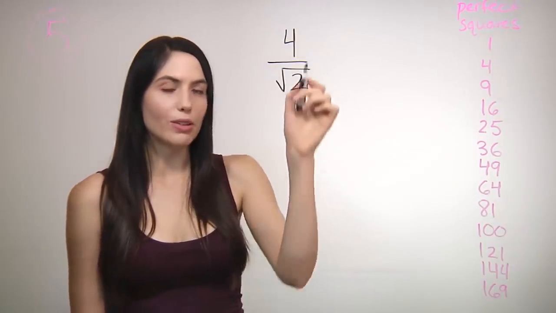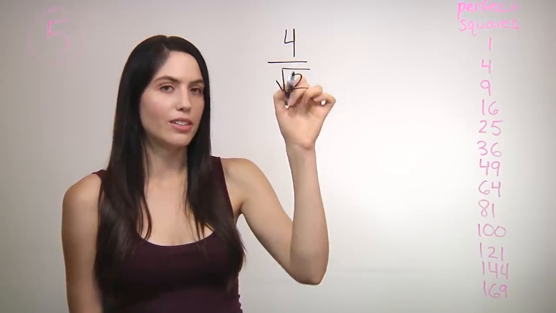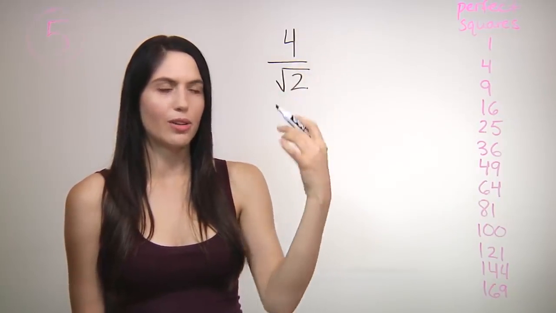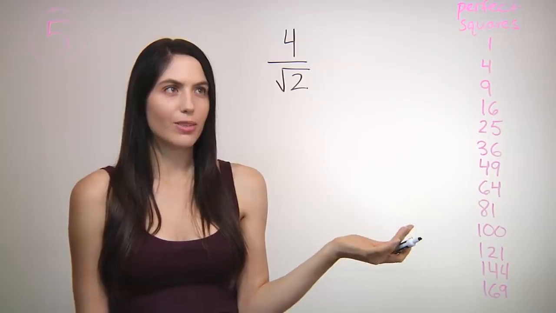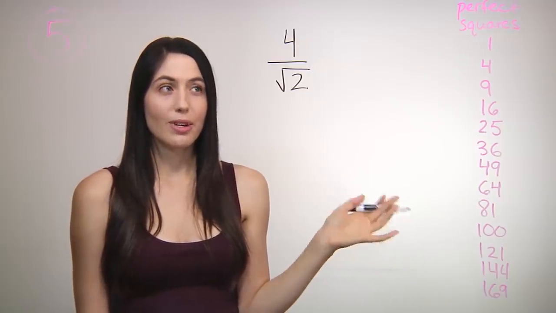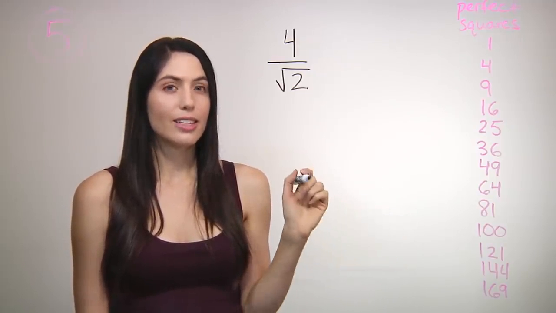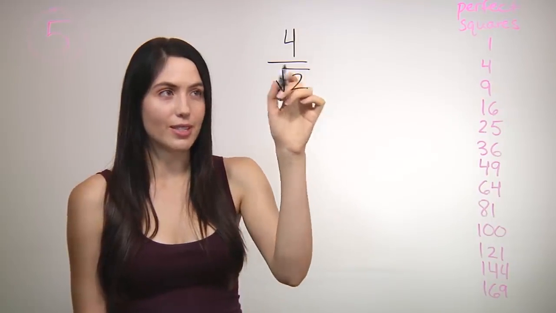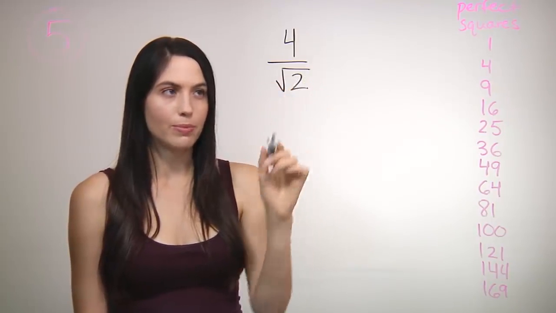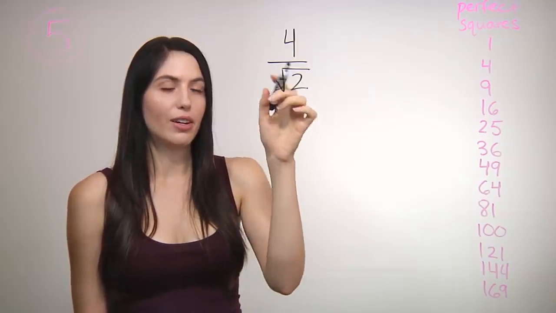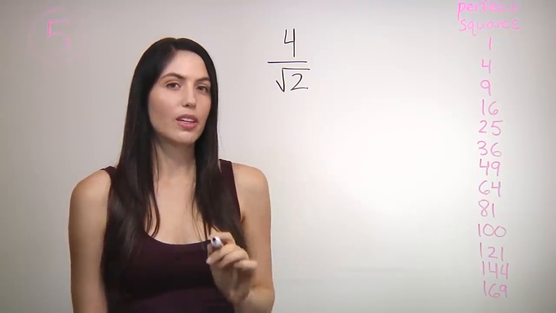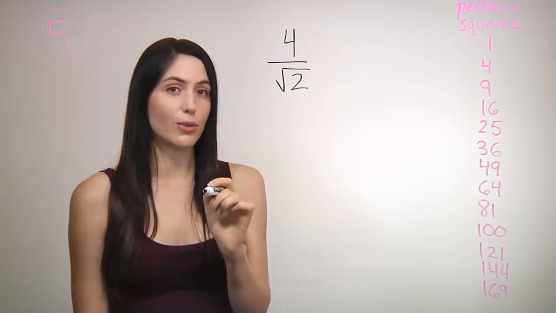Okay, what if you have a quotient? You have a number divided by a square root, and you're supposed to simplify it. Well, this looks pretty simple, but actually, it's considered simpler if you get the square root out of the denominator. You're not supposed to have a root in the bottom. So there's a trick you have to use.